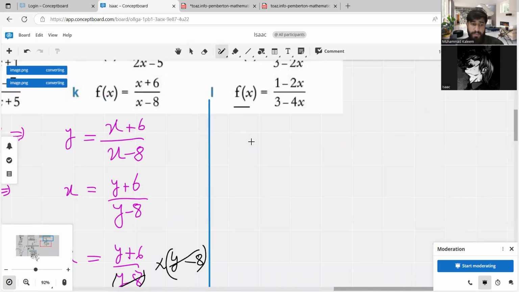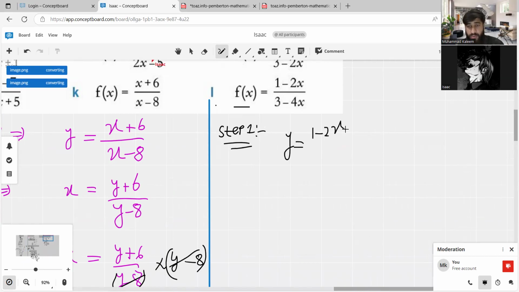So first step, step 1, we will replace f of x with y. 1 minus 2x. Yeah. Don't be confused. Here we are not changing anything. We are just replacing f of x with y in the first step. I know it's confusing, like don't we have to change y? We will do that, but in the next step.